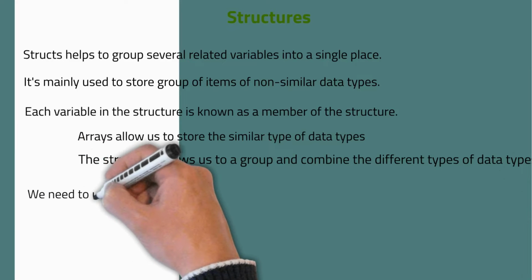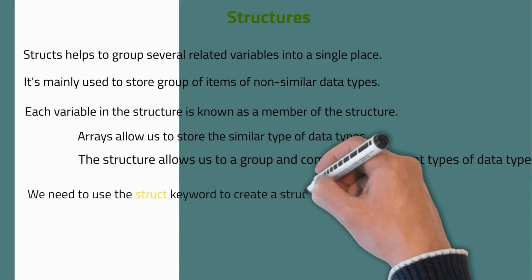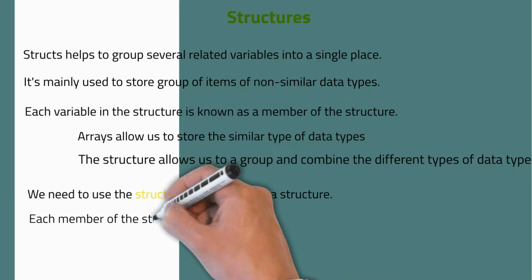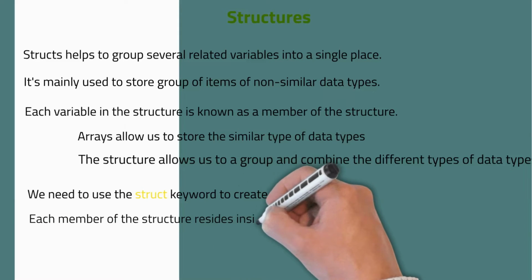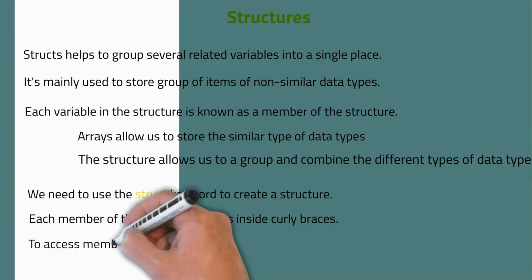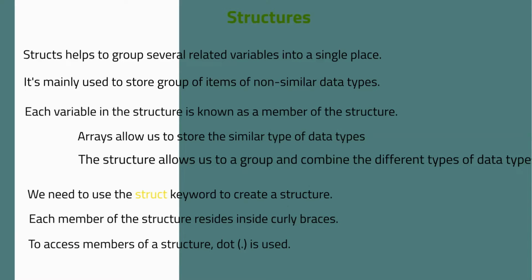To create a structure, we need to use the struct keyword. After the struct keyword, curly braces are used to contain all the members of the structure. To access a member of the structure, we use the dot symbol with the structure object.